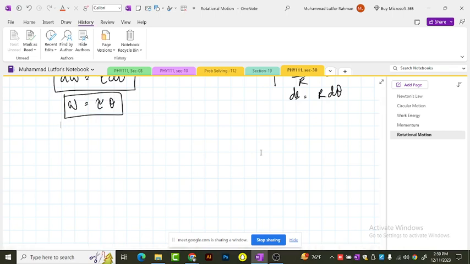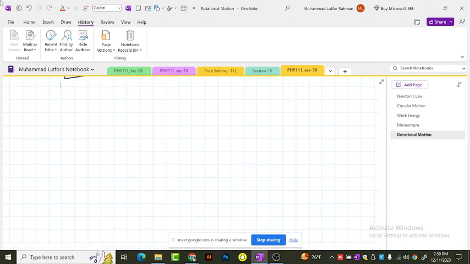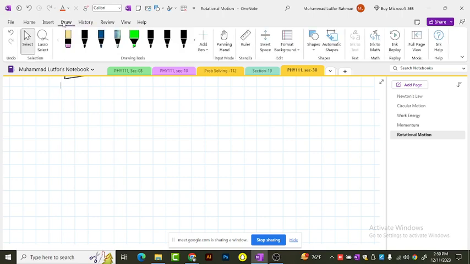All right, let's talk about the angular momentum of a rotating object. I'll find out first the angular momentum for a point object.